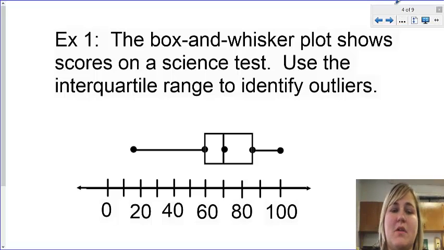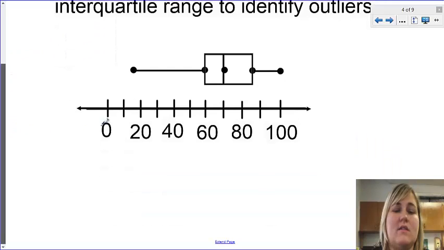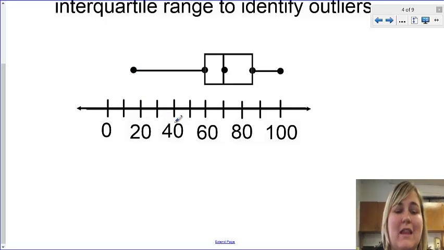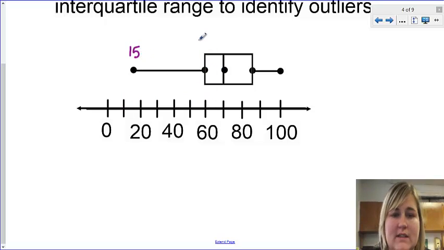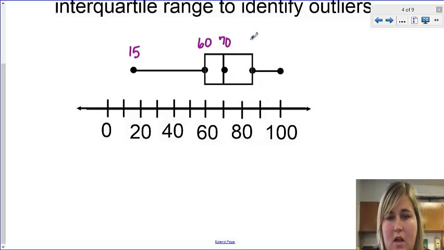It says, box and whisker plots show scores on a science test. Use interquartile range to identify outliers. So, on this one, they've given us the box and whisker plot, and I'm going to start by labeling what each of these looks like to us. On these dashes here, these are going by tens. So this one looks like it's right between 10 and 20, so we're going to call this one 15. This one looks like it's right at 60. This one looks like it's right at 70. This one looks like it's between 80 and 90, so we'll call it 85. And this one's right at 100.